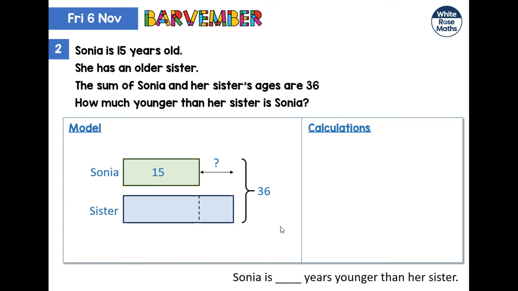Now I'm going to let you follow the maths through yourself, in that here we've indicated that part of her sister's bar is 15. We know that because it lines up with Sonia's bar, and we've now got a large chunk of our 36, so whatever's left must be the difference. So you follow the maths through. If you've got any questions, ask your teacher, who will be more than happy to help.